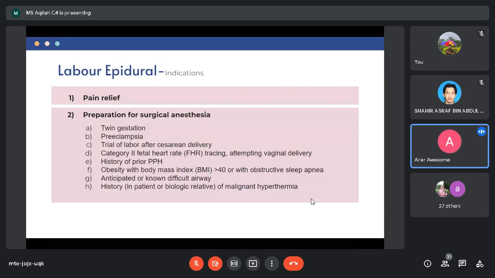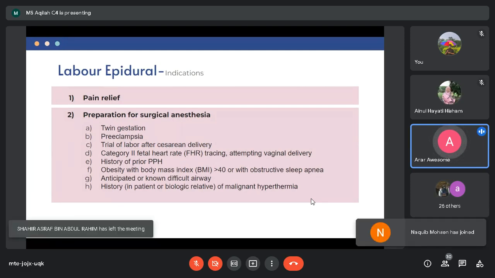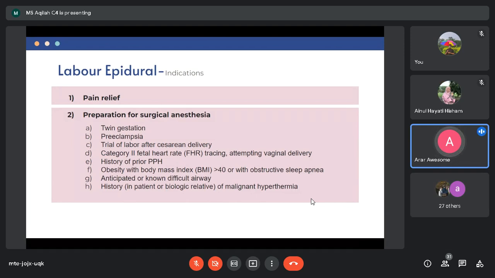Okay, for the labor epidural indications, number one is pain relief. Number two, preparation for surgical anesthesia, for example in certain cases, say twin gestation, preeclampsia, trial of labor after cesarean delivery, and category 2 fetal heart rate tracing, attempted vaginal delivery, and then history of prior postpartum hemorrhage, and BMI more than 40 with obstructive sleep apnea, anticipated difficult airway, and also history of malignant hyperthermia in the family. Next.